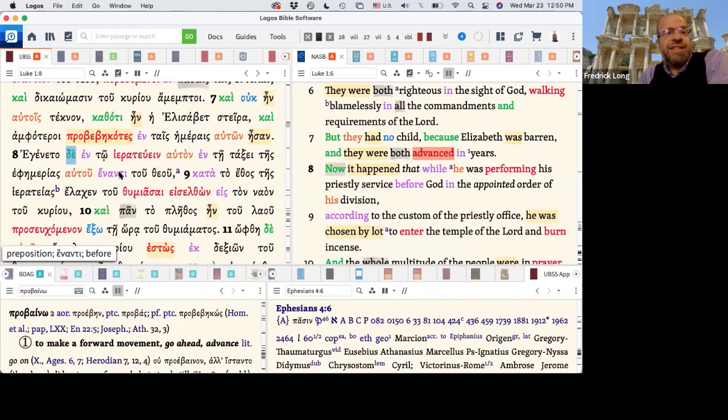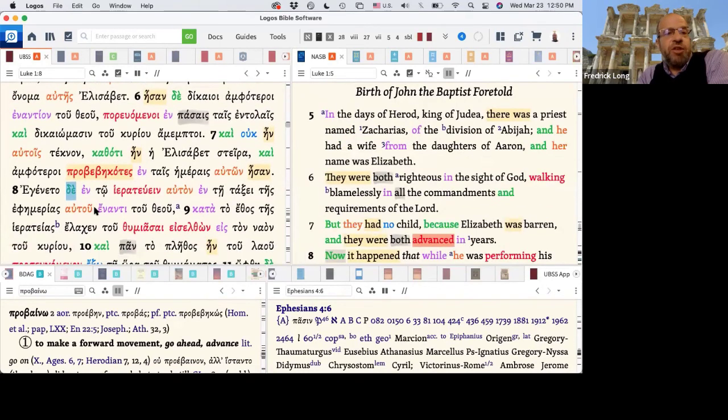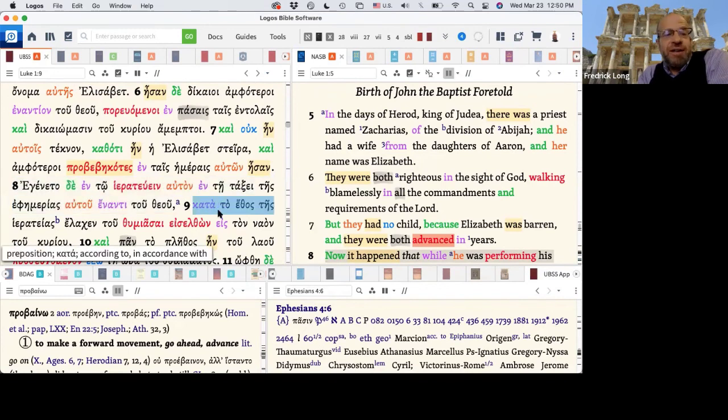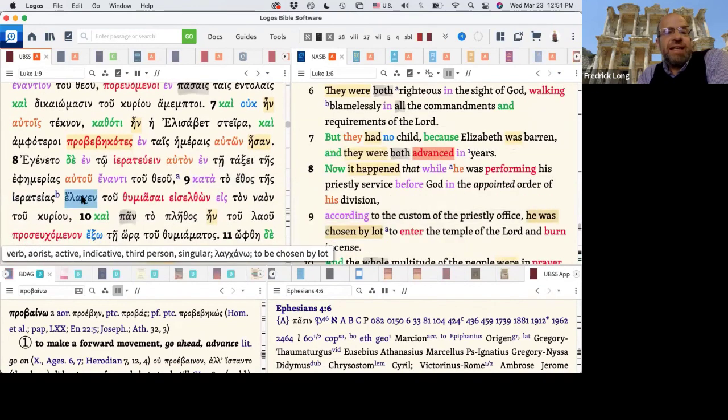And here's the enanti. So here we're having a little bit of confirmation that enanti is here. This is in before the Lord in terms of sacrificial priesthood activity. So, and it happened in all of this, while he was serving in the order of his division before the Lord, according to the custom of his service, he was chosen in order to sacrifice.